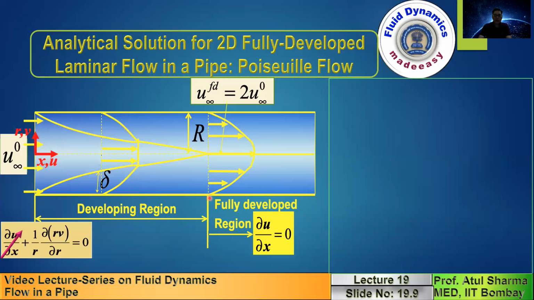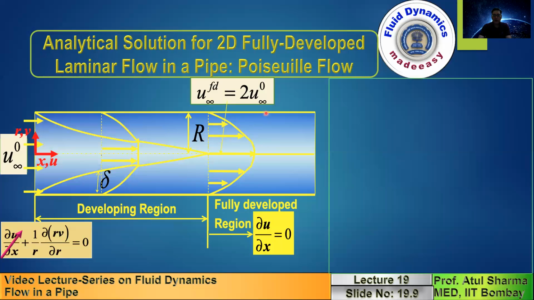So we know that at the surface of the pipe, r into v is equal to 0, and on this vertical line, from the continuity equation, the product of r into v is equal to 0. So once we know the product of r into v at one point on this vertical line, and if it has to be a constant, then v has to be 0 on the vertical line.